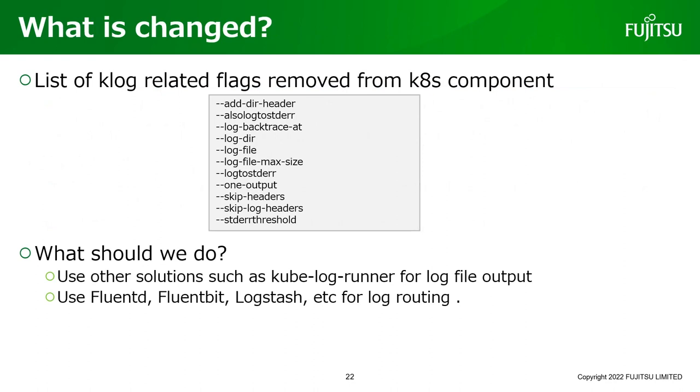Let's see what we change. This table lists deprecated flags. These flags include features such as log file writing or log rotating. If we are using those features, we have suggested some migration options. So if we want to output logs to a file, we can use a kube-log-runner solution as an alternative. And there are solutions like Fluent Bit, Logstash, etc. for log rotation.